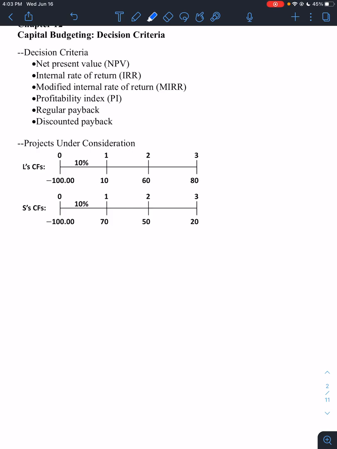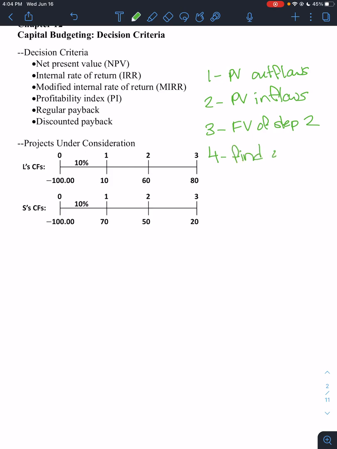All right, so again, 4 steps. 1, find the present value of the outflows. 2, present value of the inflows. 3, future value of step 2. And then 4, find I. Simple as that. And I'll say using step 1 and 3.